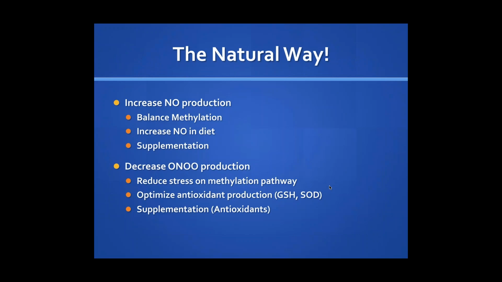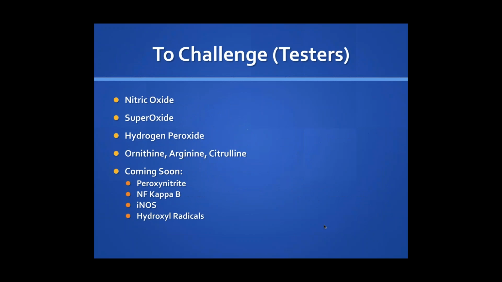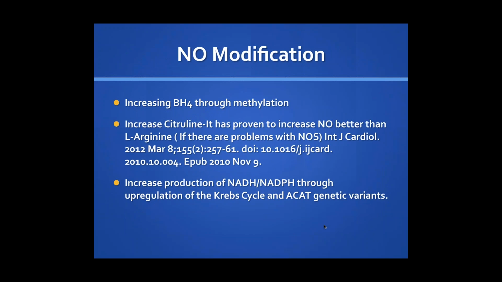So how do we increase nitric oxide? We balance methylation. We increase nitric oxide in the diet or supplementation. And we decrease the ONOO- production pathway. And we reduce stress on the methylation pathway, optimize antioxidant production, and supplementation. Oops, sorry. We also increase BH4 through methylation, so let's talk about that for just a moment. We also increase citrulline, increase the production of NADH and NADPH.